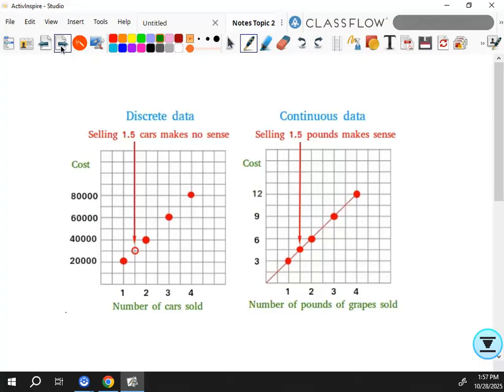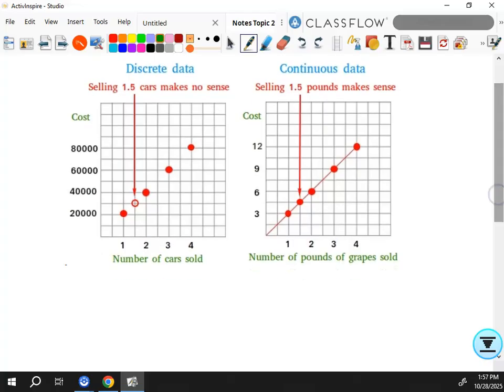So we have here 2 different types of data, and I know you've discussed this before. We're going to discuss it again. We've got discrete data and continuous data, okay? And both of them are linear, but both of them are not lines, okay? We tend to use the word linear and line interchangeably, and it's not really 100% interchangeable.